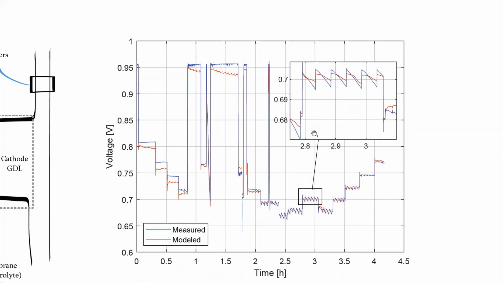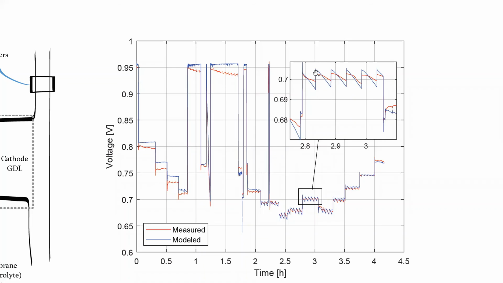And here we can see the effect of this in the data. So here we have measured output voltage as the red line and the model prediction as the blue. And we can see that we have a sharp rise in voltage when we open the purge valve. So when we open the valve, we discharge a lot of liquid water. So the liquid water blockage on the gas diffusion layer reduces, and we get a sudden increase in voltage. And this also means an increase in efficiency.